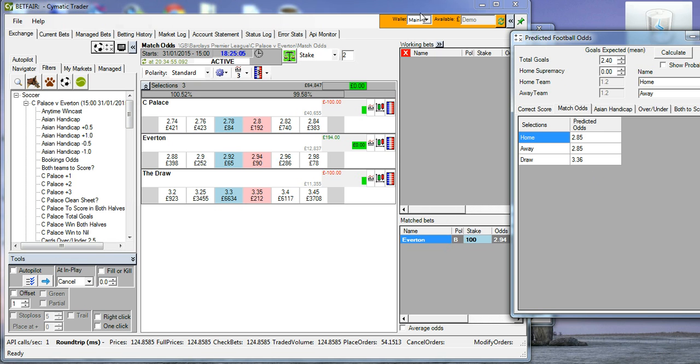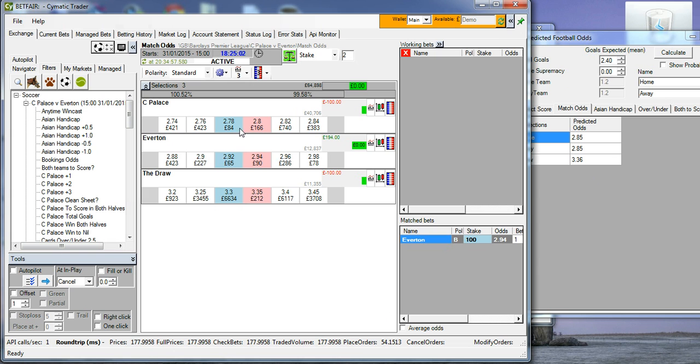And you can see here, you can either back Everton, expecting them to come down nearer to 2.85, and there's a back bet there. 2.94 was the entry price. Or you could lay Everton, expecting them to come up to 2.85, and then once the price has moved closer to the true odds, you'd be looking to close your position, take a profit, and green up and make money before the match starts.